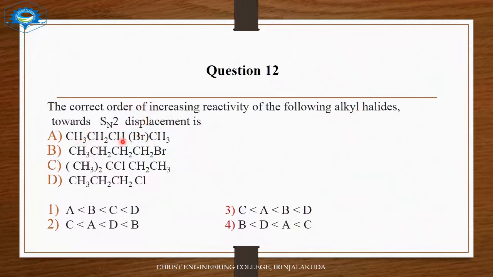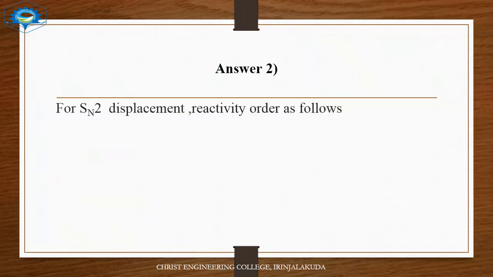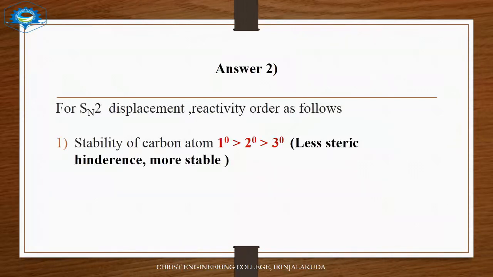Option A, it is a secondary type carbocation. Option B, it is a primary type carbocation. Option C, it is a tertiary type. And option D, it is again a primary type. For SN2 displacement reaction, the reactivity order is as follows: primary greater than secondary greater than tertiary.